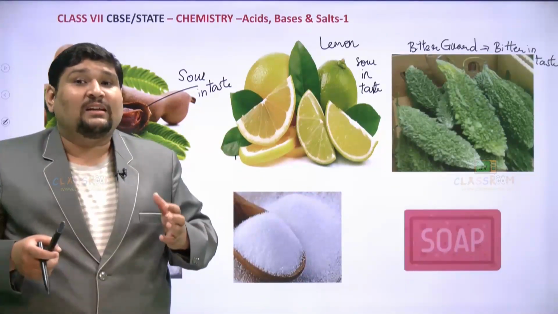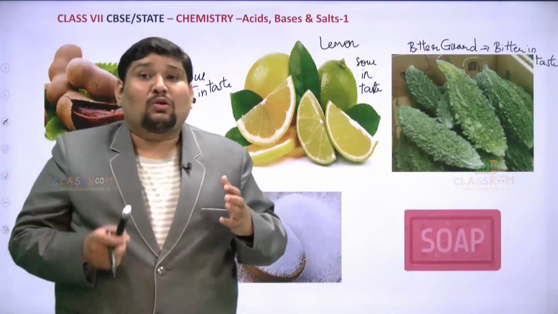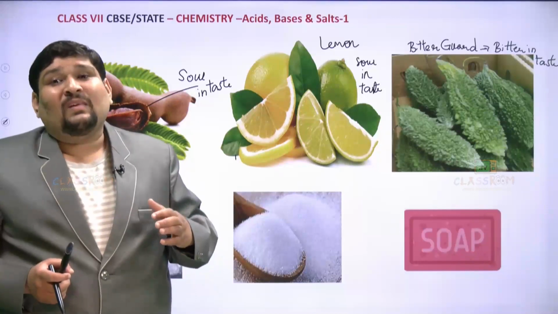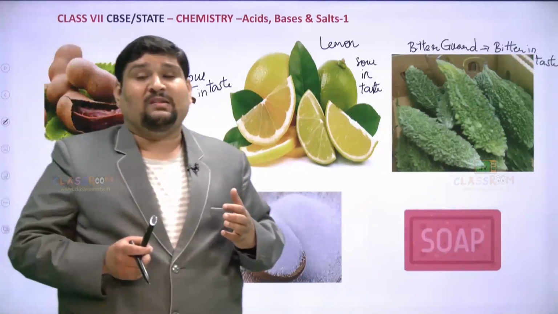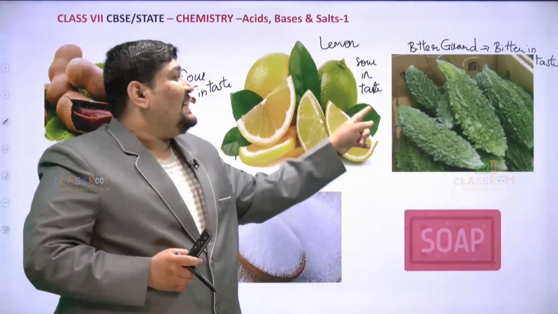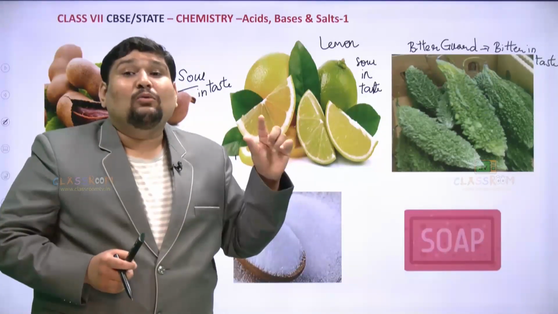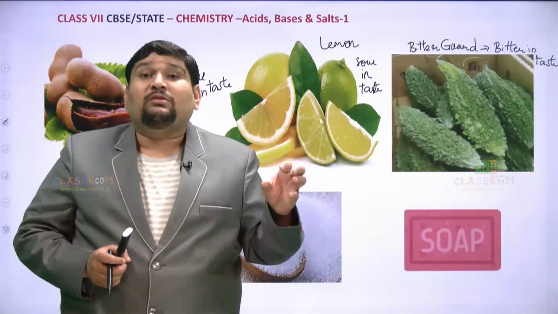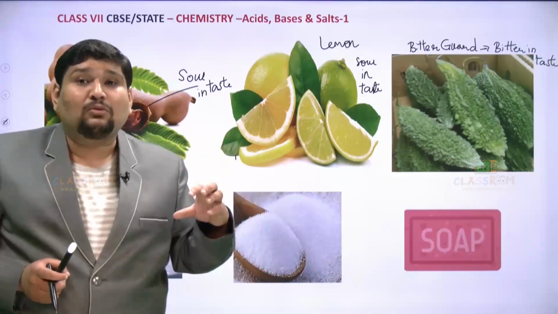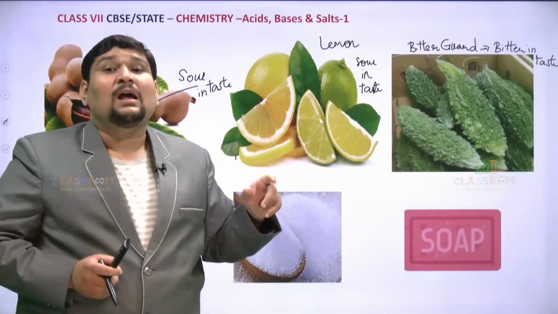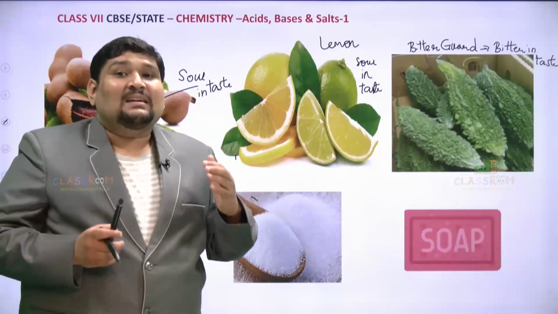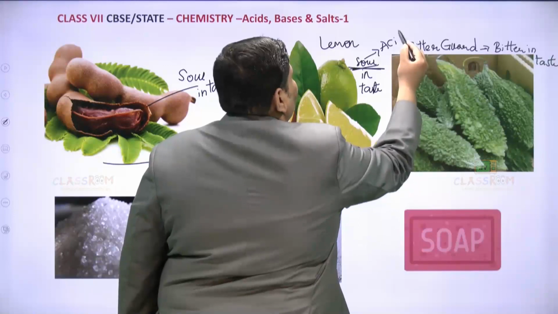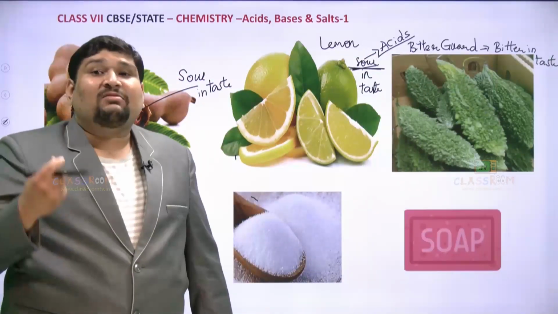Now it's our duty to classify whatever fruits or vegetables we are considering. Whichever vegetables or fruits are found to be sour in taste are grouped as acids. Acids are those common fruits or vegetables which we usually take and which are found to be sour in taste. Whichever substances are sour in taste are classified as acids.